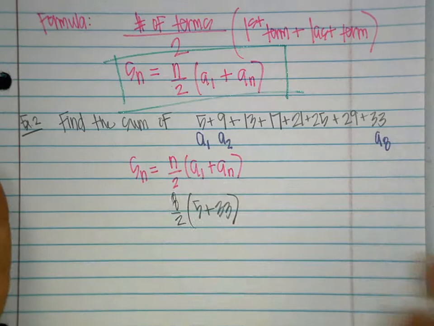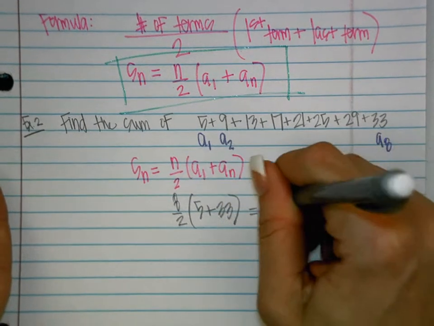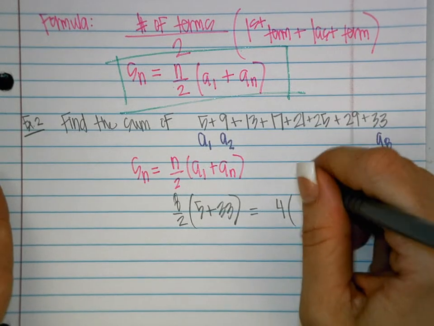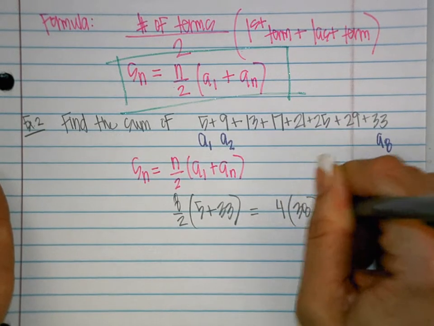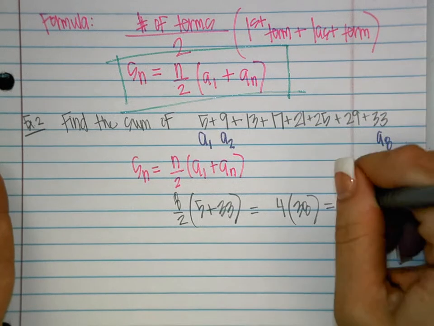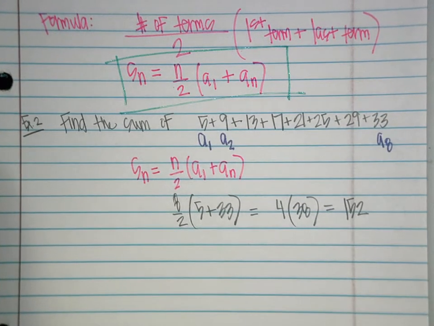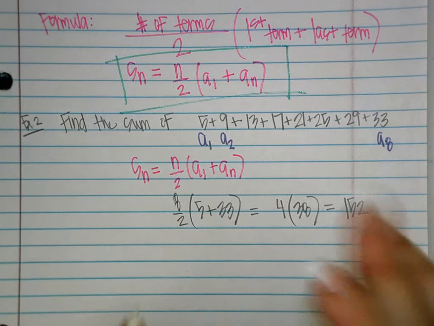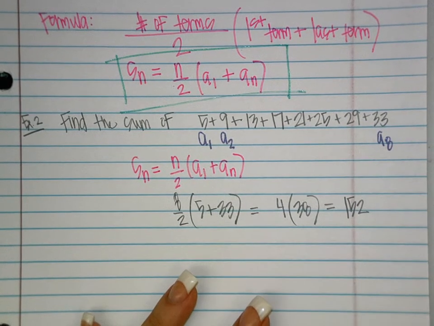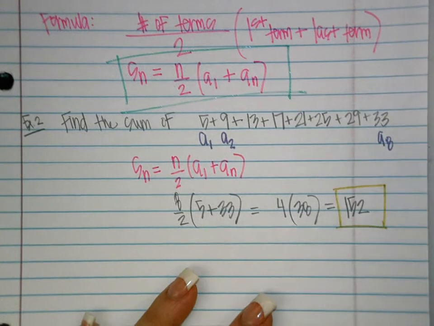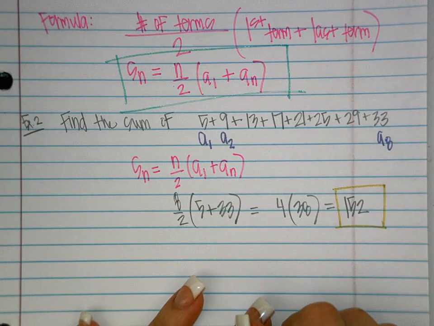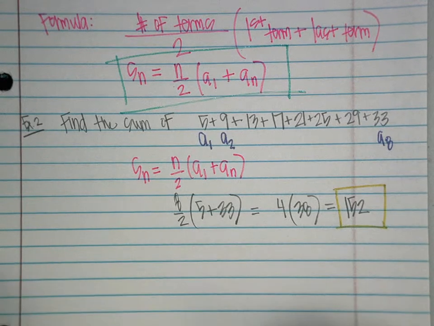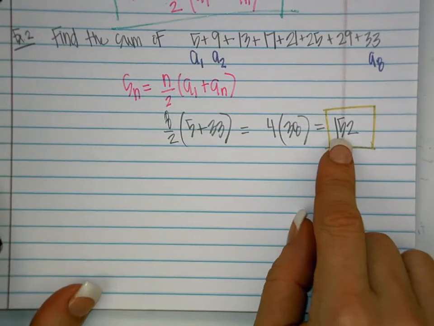So here, 8 over 2 gives you 4 times, what's 5 plus 33, sorry, 38. If you multiply those together, 4 times 38 is 152. That's probably a lot easier than actually lining these up and adding them all together. That is your answer. The answer here is 152. Now, that's fairly easy. You just plug it into the formula.